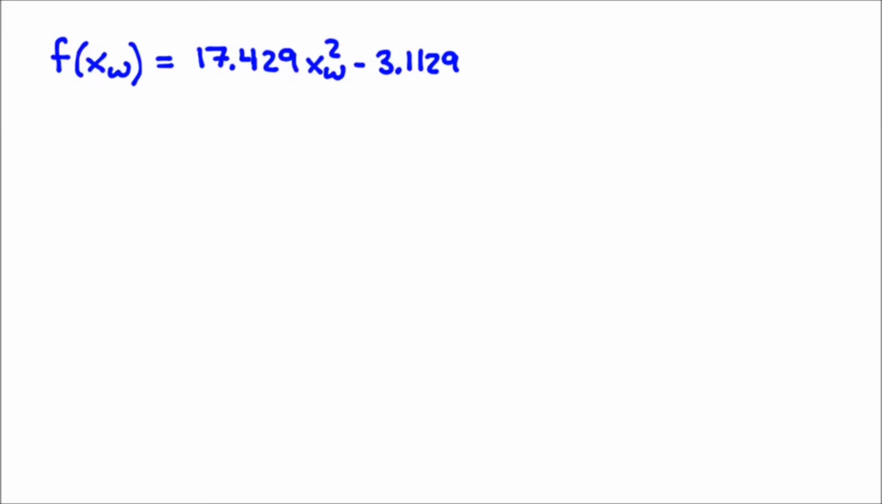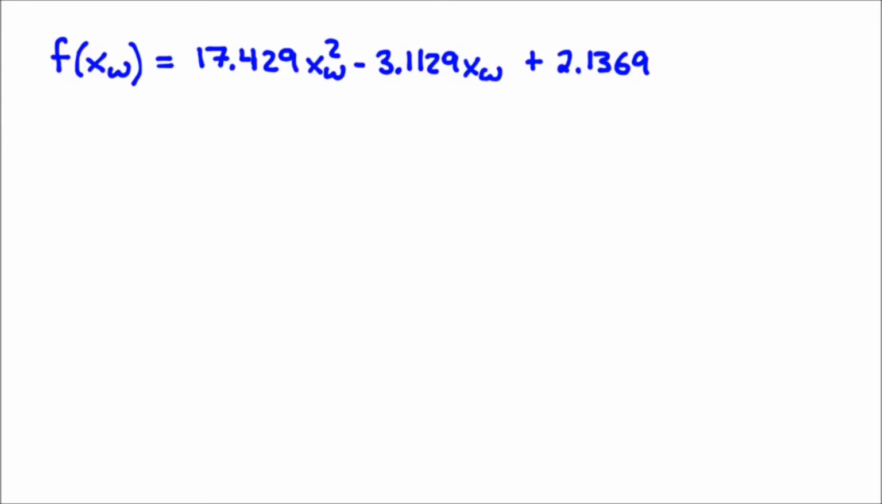And just in case that's not entirely clear, that last step we did was essentially saying that f of xw, if you go backwards in time a little bit, it's nice because this is a video, you'll find that we found f of xw is equal to about 17.429 times xw squared minus 3.1129 times xw plus 2.1369. That is f of xw.